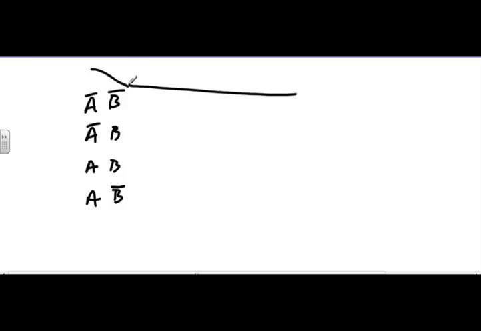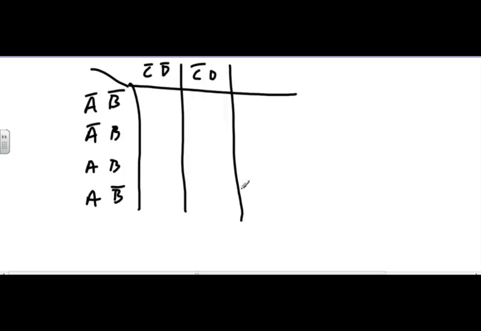We can't get to it from there because our rules don't allow us to get there from there. So back to our map, A naught B naught, A naught B, A B, A B naught, and across the top we have C naught D naught, C naught D, C D, C D naught. And on the test the map will be there. You just got to use it.